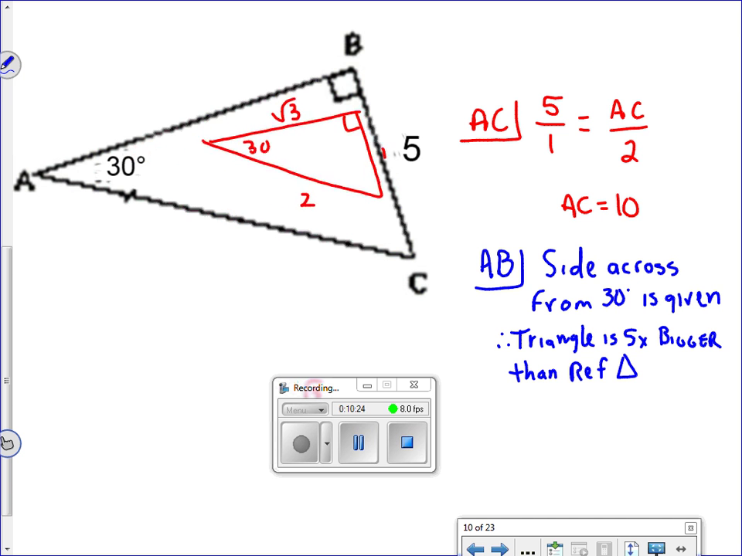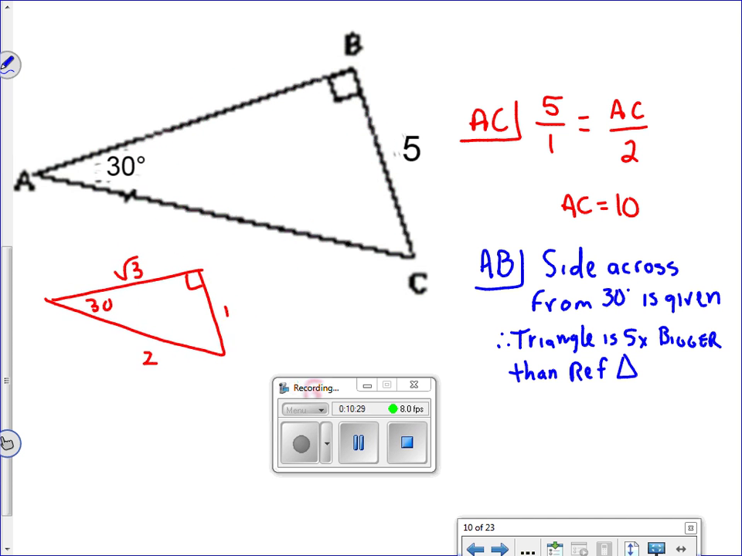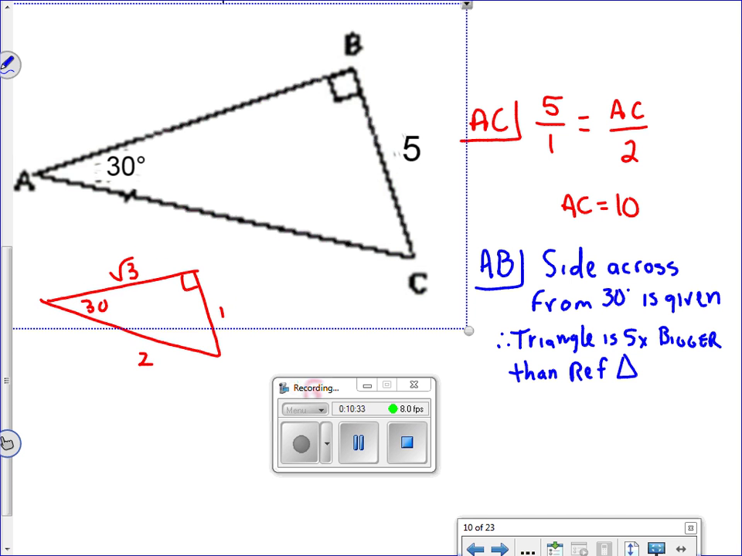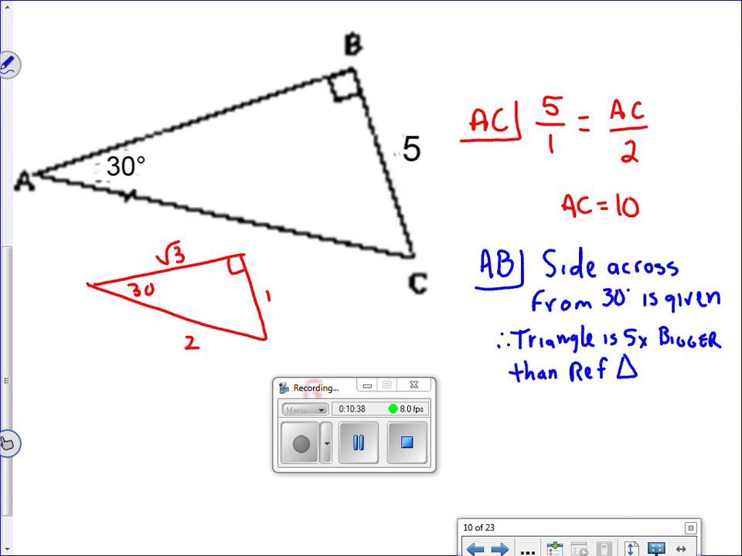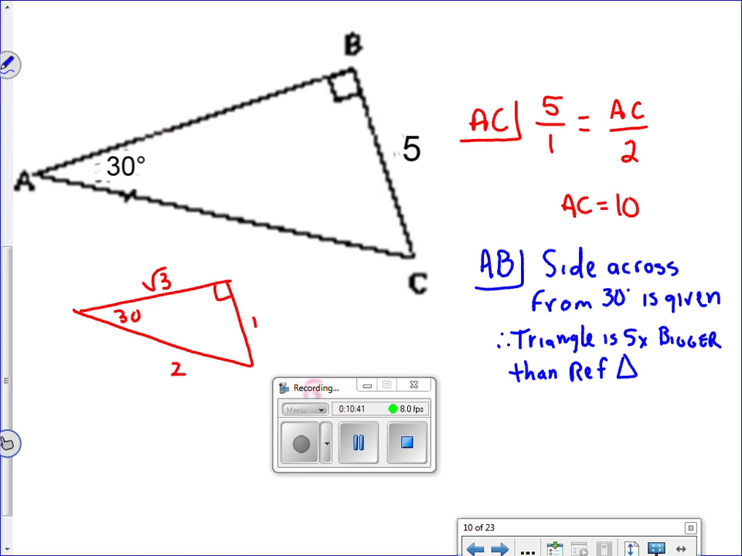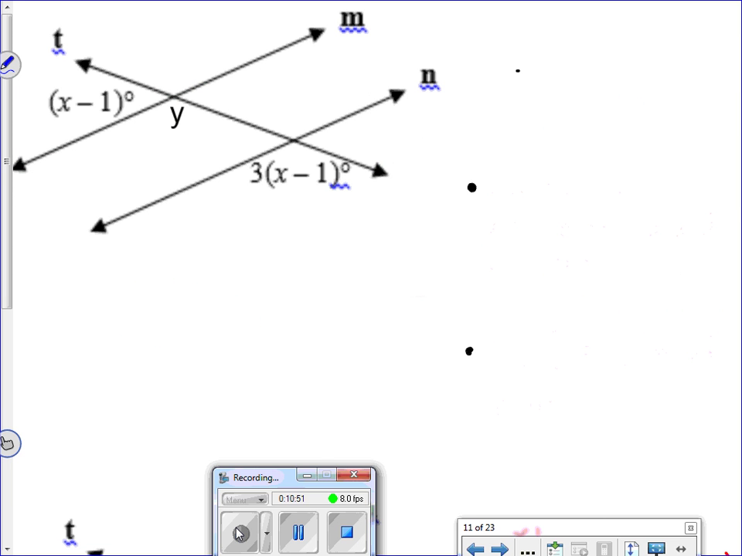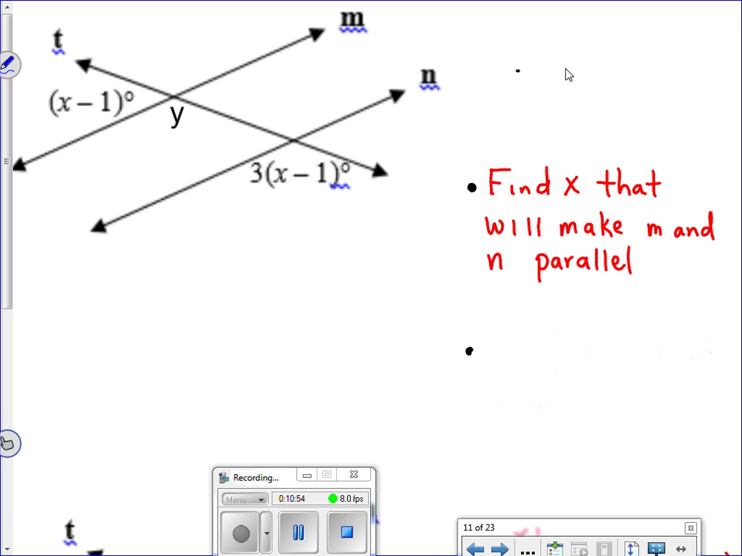So what I know is that the black triangle is 5 times bigger than my reference triangle. That means every side is 5 times bigger. Now this only works if they give you the side across from the 30. So now I know that this triangle is 5 times bigger, then every side is 5 times bigger. That means AB is 5 square roots of 3, the square root of 3 on my reference triangle times 5. All right, see if you can figure that stuff out.